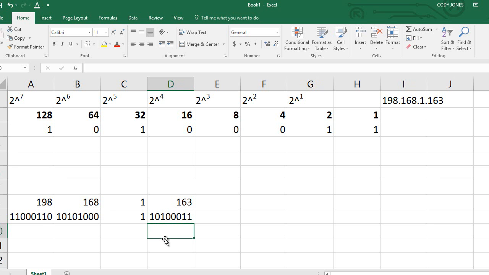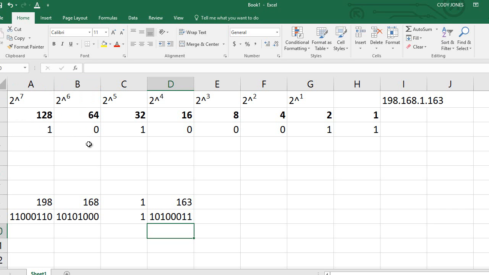We'll have to go slightly further than that when we get into subnetting. If we need to go further, we're going to have a 256, then a 512, and 1024, and go further and further if we need to. Okay, but that's basic decimal to binary conversion.